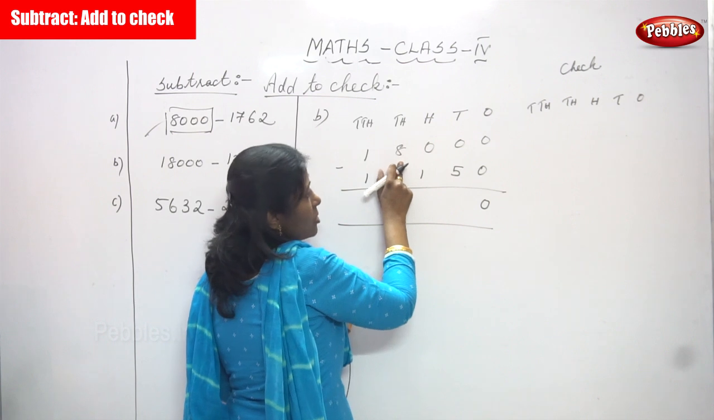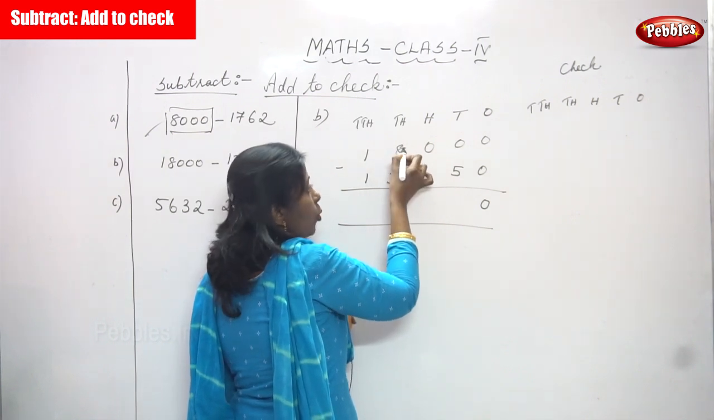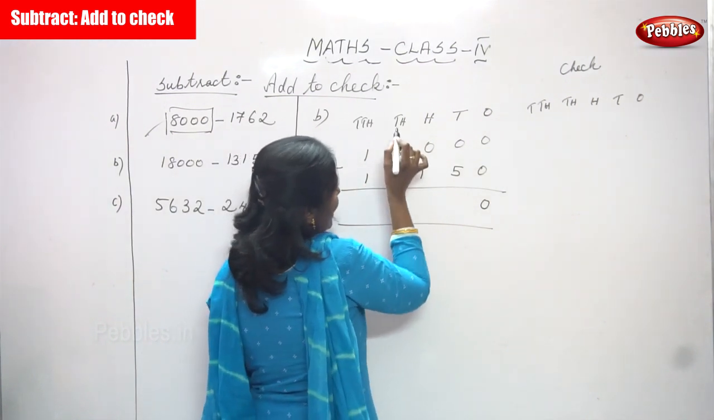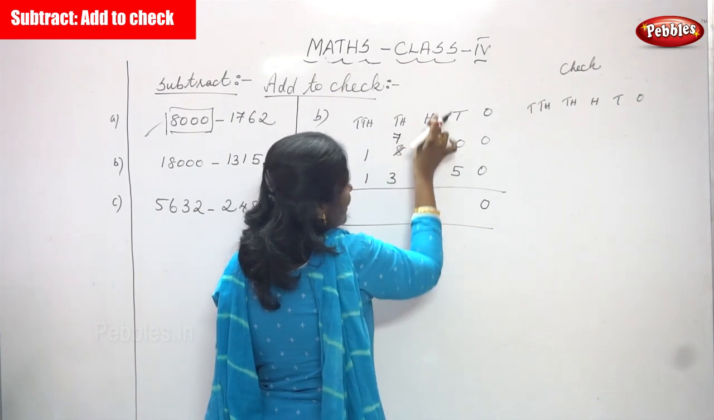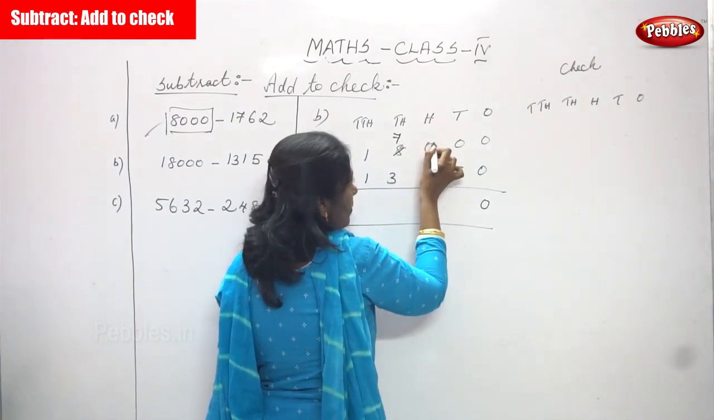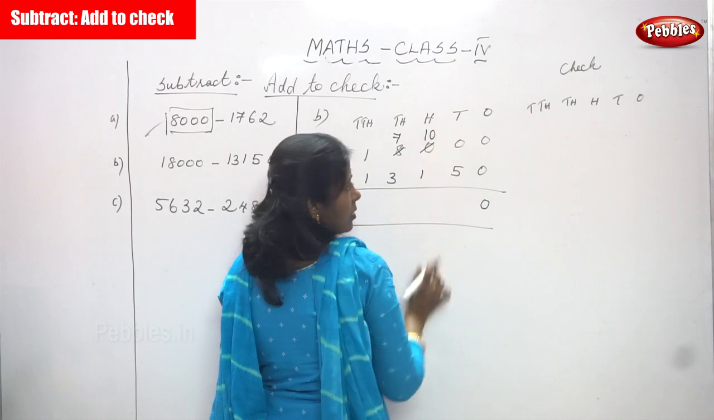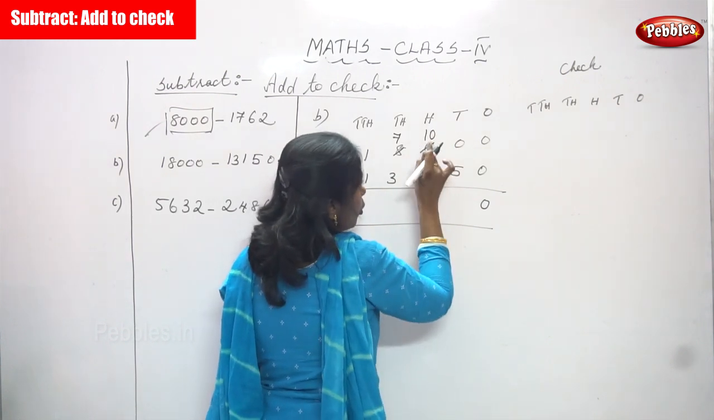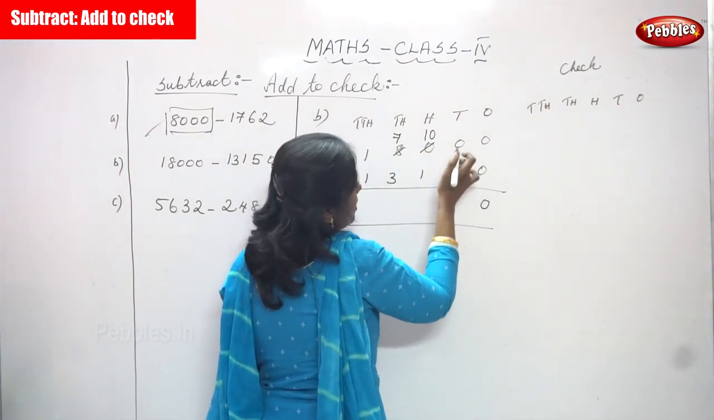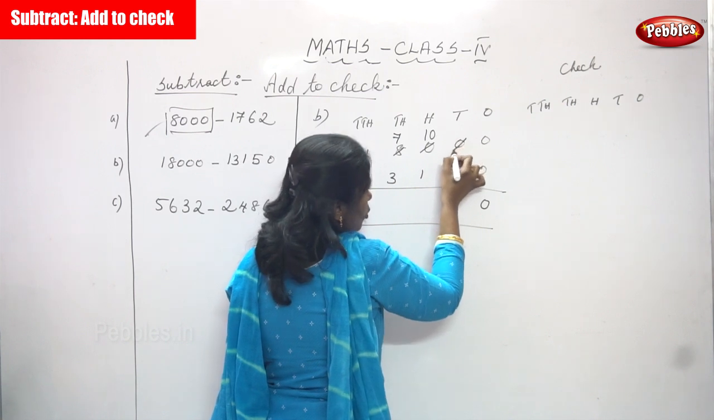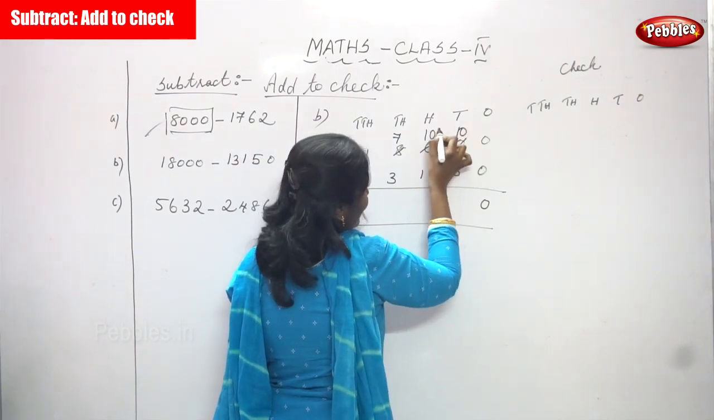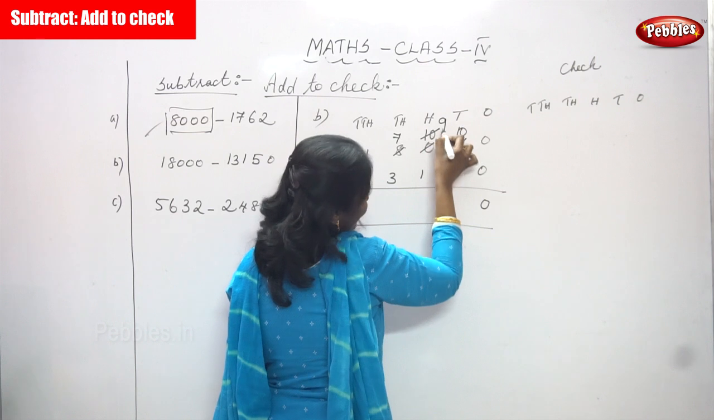What is the number in the 1000 place? 8. So you have to borrow 1 from this place. So this 8 becomes 7. And this 100 place 0 becomes 10. Okay. So now you have to borrow 1 from the 100 place. So this tens place 0 becomes 10. And this 100 place 10 becomes 9.